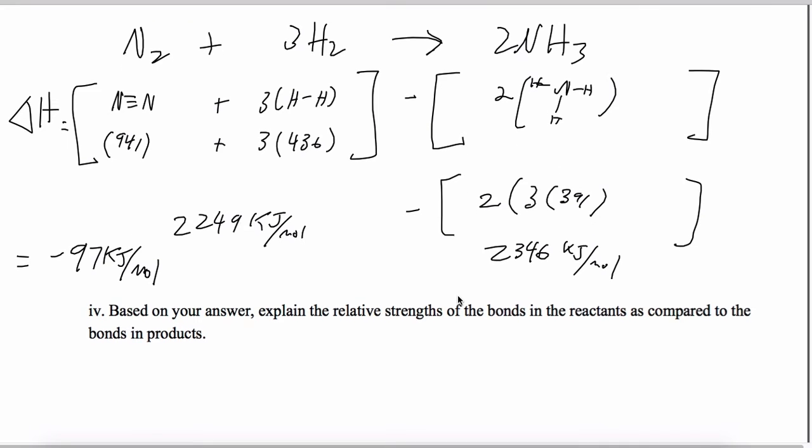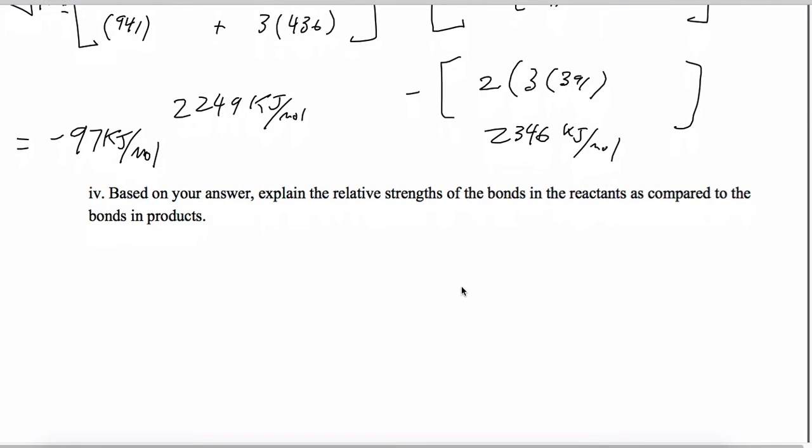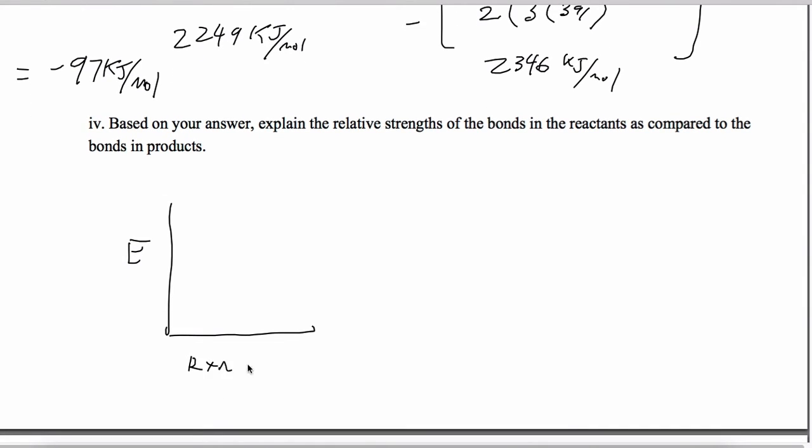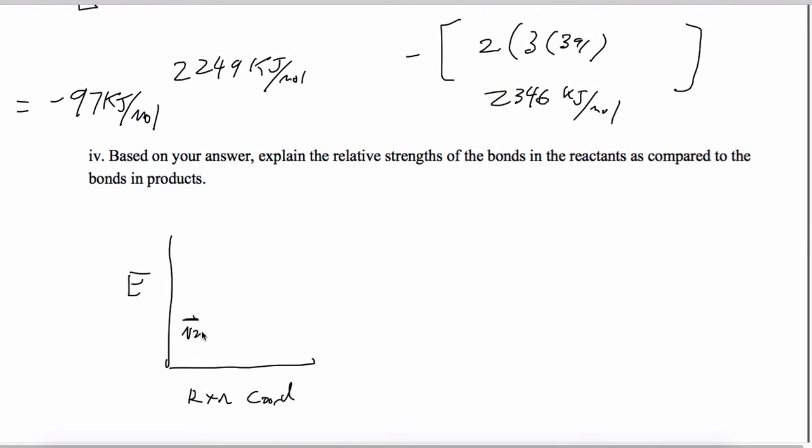Okay, so explain the relative strength of the bonds. Well, let's go ahead and draw a potential energy diagram to do that. So if we have energy on the y-axis and reaction coordinate here, we start off at some value with the N2 and the 3H2. And the activation energy, or the energy required to break the bonds there, was 2249 kilojoules per mole of the reaction. And the energy you get when it's formed is 2346. So this is rising and this is falling.